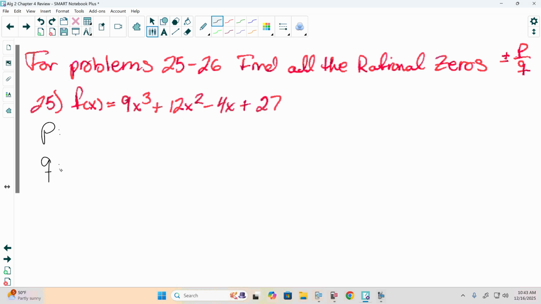Find all the factors, the rational zeros. So, plus or minus P over Q. P is the factors of the constant term. Q is the factors of the leading coefficient. Constant term is our term without a variable. Wait, the P is the what? The factors of the constant term, our term without a variable. Q is the factors of the leading coefficient.